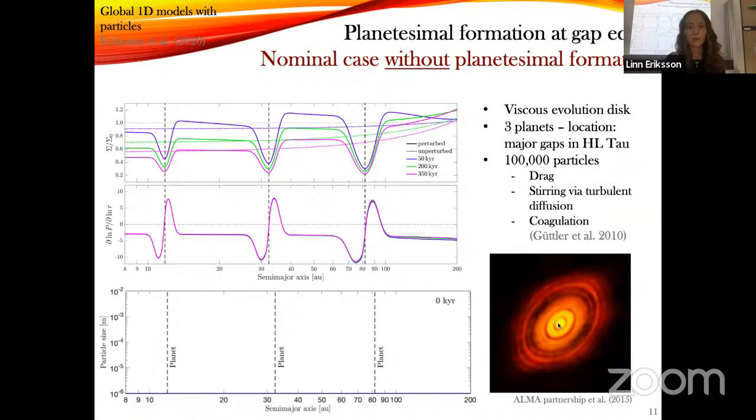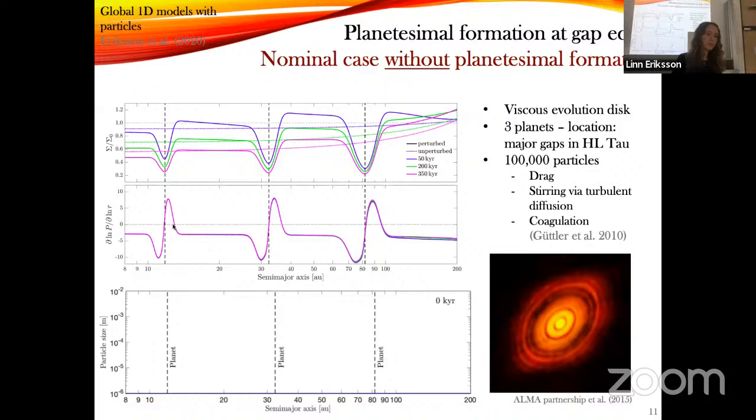So that would be at roughly 10, 30, and 80 AU in this case. And here you see the gaps in the surface density profile. So this is normalized gas surface density. So we have our 3 gaps, and here I also show the pressure gradient in the disk. And here we have used rather massive planets so that we're definitely trapping the particles.